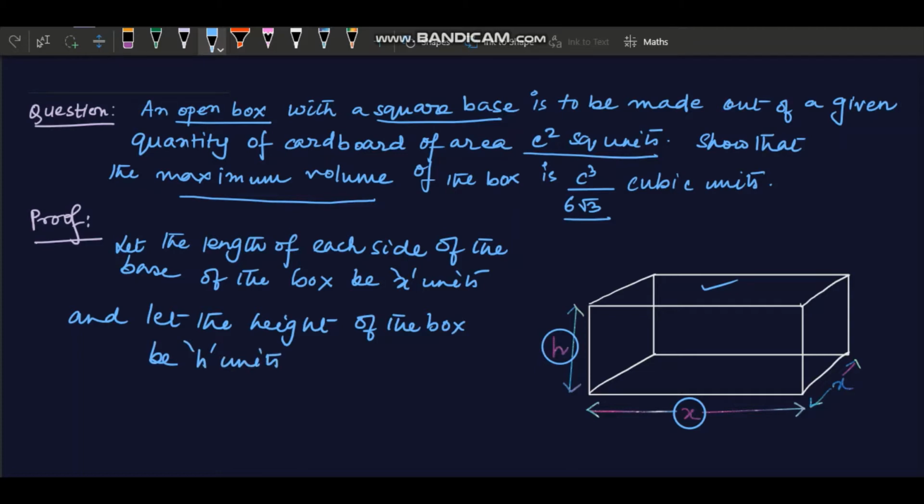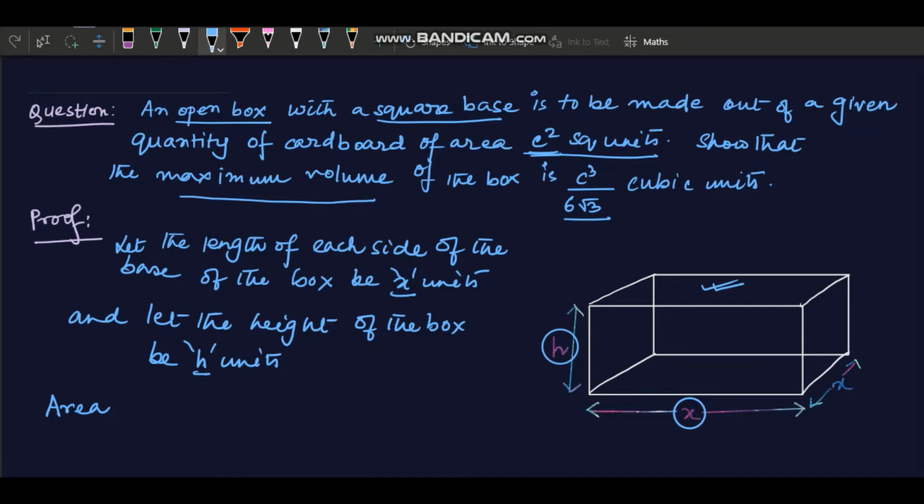Now the box is made of cardboard and the total area of the cardboard is given to be c square units. So let us first find out the area of the cardboard used to make the box in terms of x and h only. So area is given by the area of the 5 sides because it is open at the top. So we are not using cardboard for the top portion of the box.